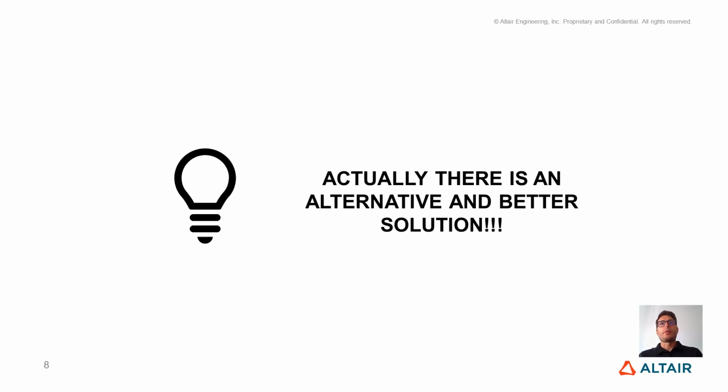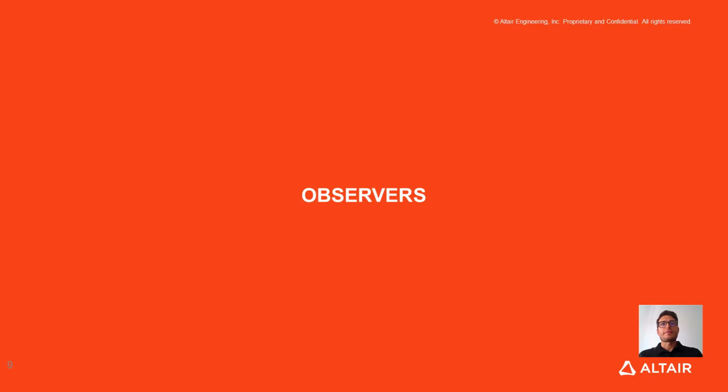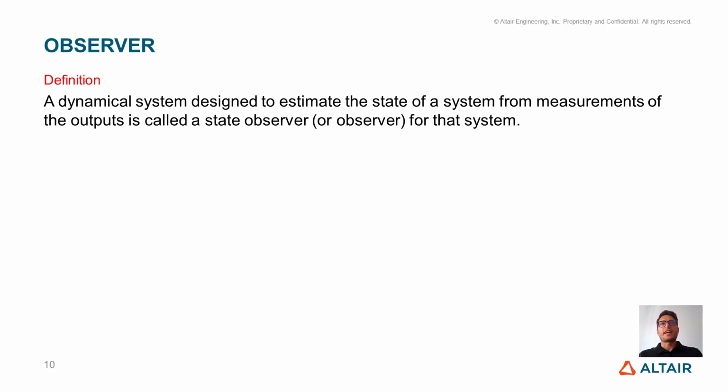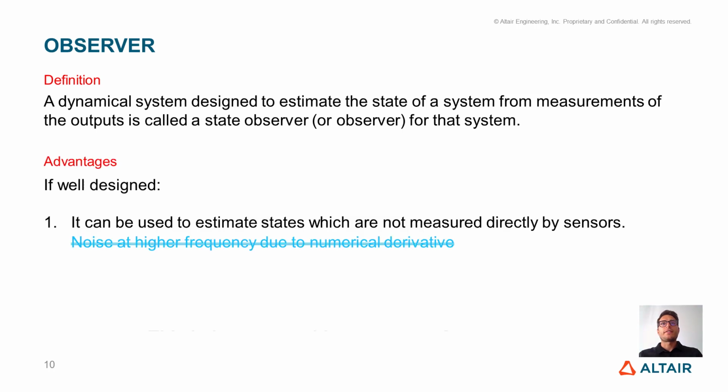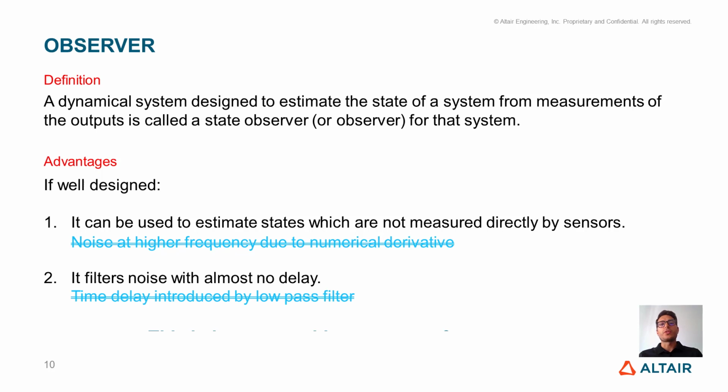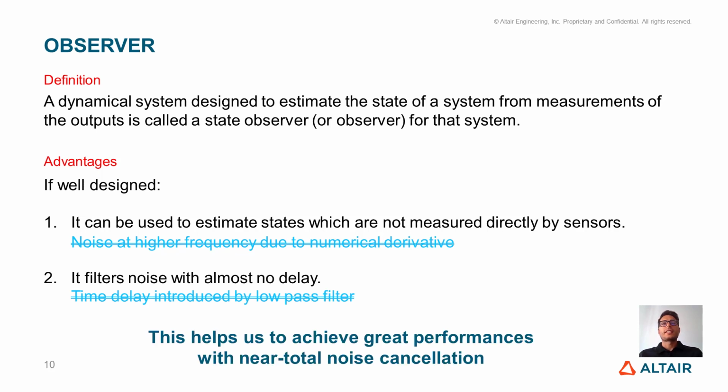Actually, in this video we will not try to find a proper trade-off, but we will investigate an alternative and better solution, which is observers. The observer is a dynamical system designed to estimate the state of a system from measurements of the outputs. In a few minutes this definition will become clearer. Its advantages are that it can be used to estimate states which are not measured directly by sensors, and it filters noise with almost no delay. At this point, it should be clear why our system performances can be improved using an observer.